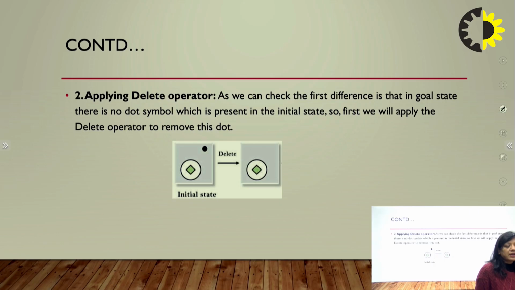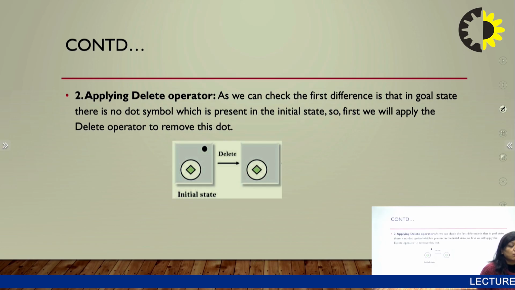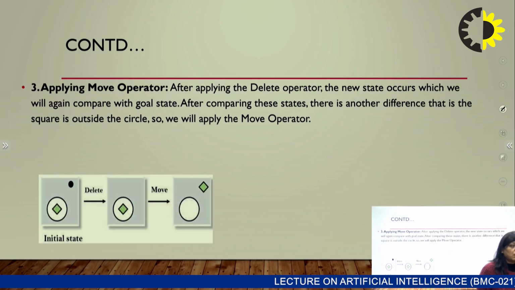Second one is applying the delete operator. As we can check, the first difference is that in the goal state there is no dot symbol which is present in the initial state. So first we will apply the delete operator to remove this dot. Third one is applying the move operator.